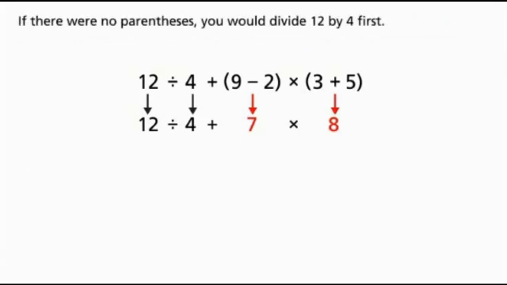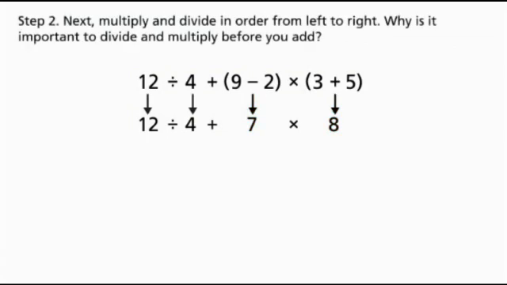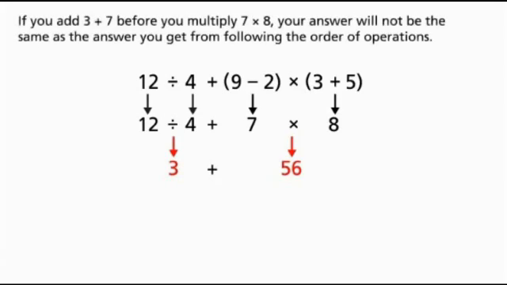If there were no parentheses, you would divide 12 by 4 first. Step 2. Next, multiply and divide in order from left to right. Why is it important to divide and multiply before you add? If you add 3 plus 7 before you multiply 7 times 8, your answer will not be the same as the answer you get from following the order of operations.